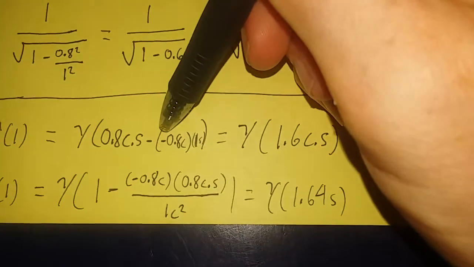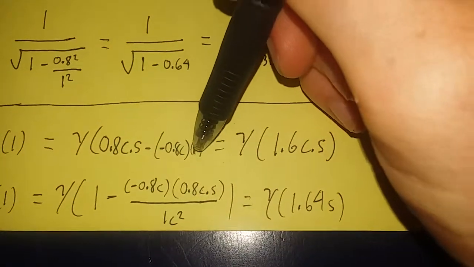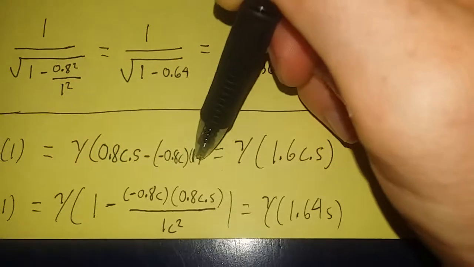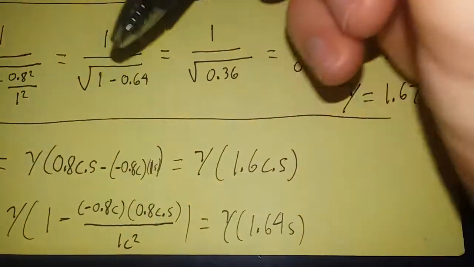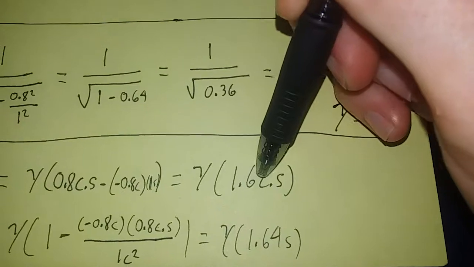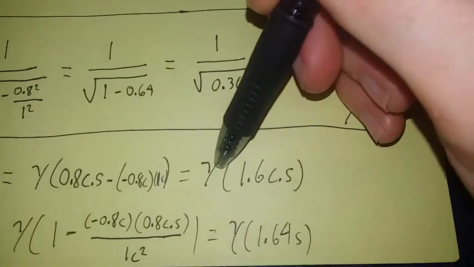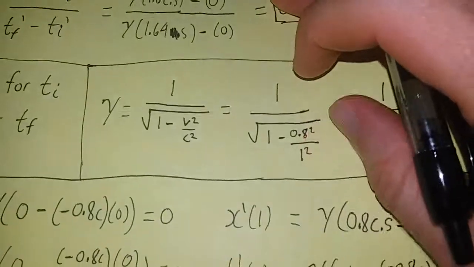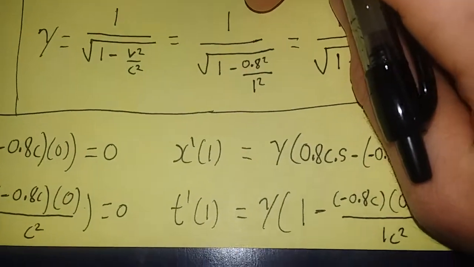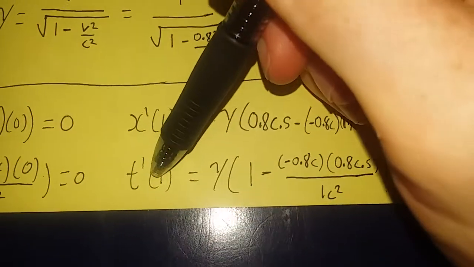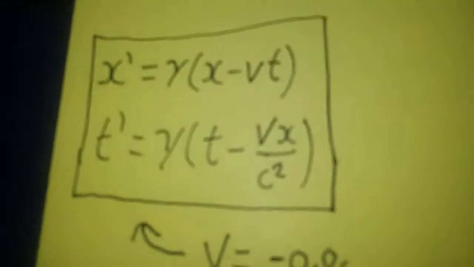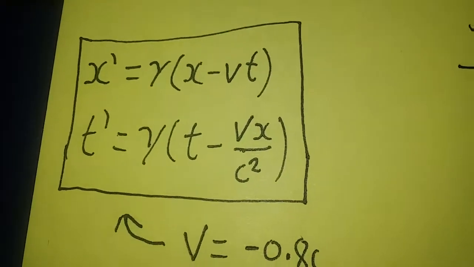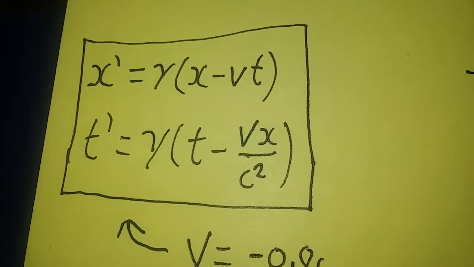So it's 0.8 minus negative 0.8 c times 1 second. I don't know if you can see that. But then it's going to be 1.6 cs, 1.6 light seconds times gamma. That is x prime for 1 second. And what's t prime for 1 second? Let's go back up here. T prime equals gamma times t minus vx over c squared.